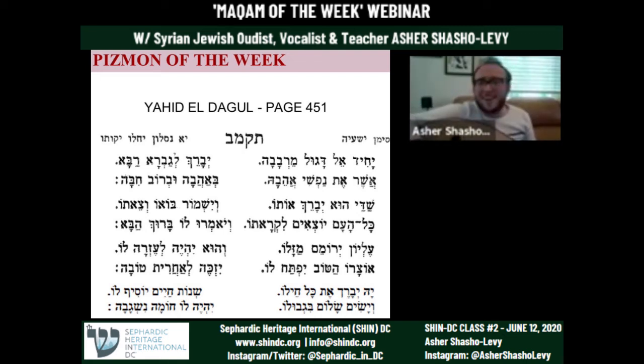Okay, Yahid al-Dagul from the beginning. I'll play it a couple times slowly, just the oud, and then I'll do the first stanza twice slowly, and then I think I'll just go through it once, and then I'll see if anyone has any questions.